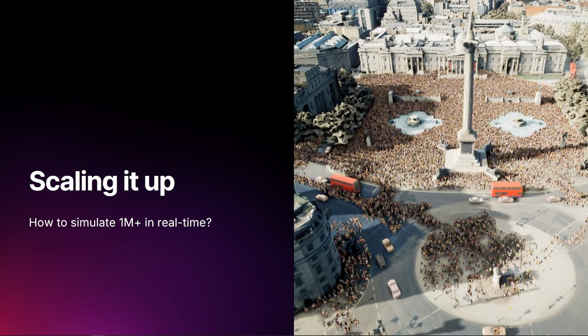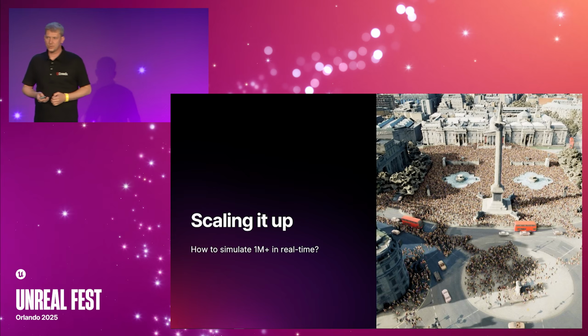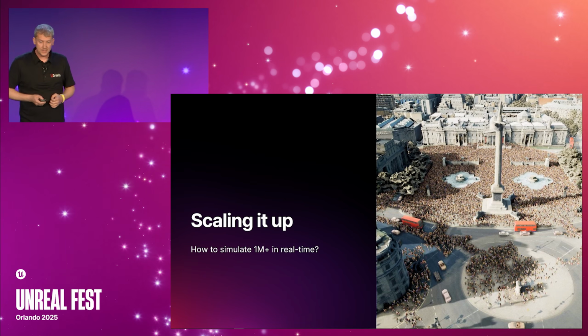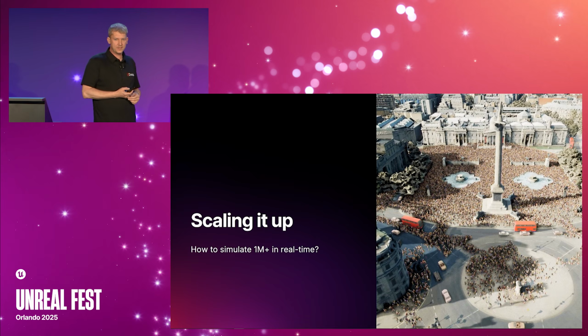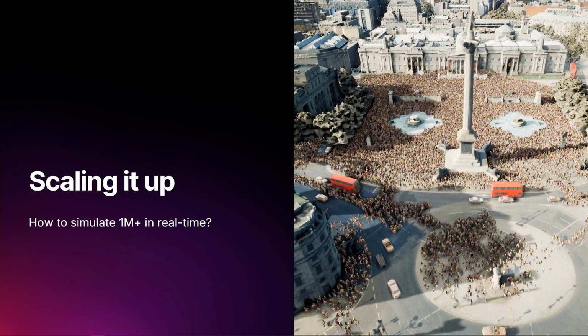Okay. So now the question is how to scale it up from 100K to 1 million. This was a project we did 3 years ago for a company, CAE, with many other companies. And they wanted to have a digital twin of the city of London, 1,500 square kilometers of photogrammetry data with a pattern of life of 1 million people.